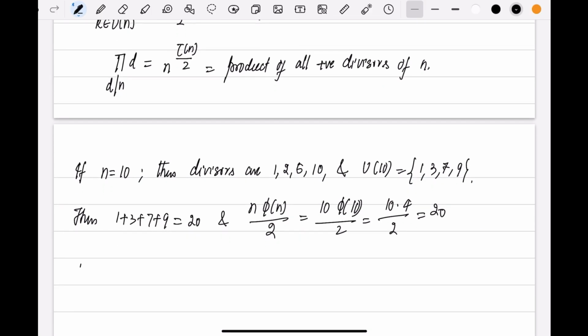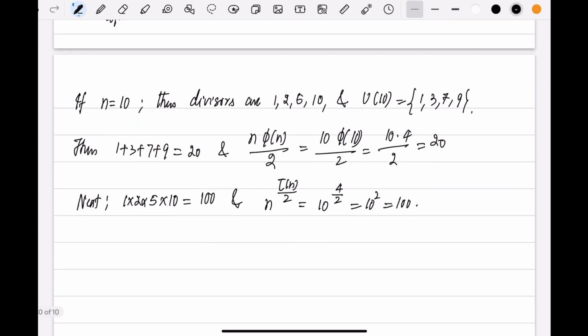And similarly the product of divisors. The product of divisors 1 into 2 into 5 into 10 is equal to 100, and n to the power tau(n) divided by 2: now n is equal to 10, and tau(n) is the number of divisors, which is 4, divided by 2. So that is equal to 10 squared, which is equal to 100. So both of these formulas are verified in this way.